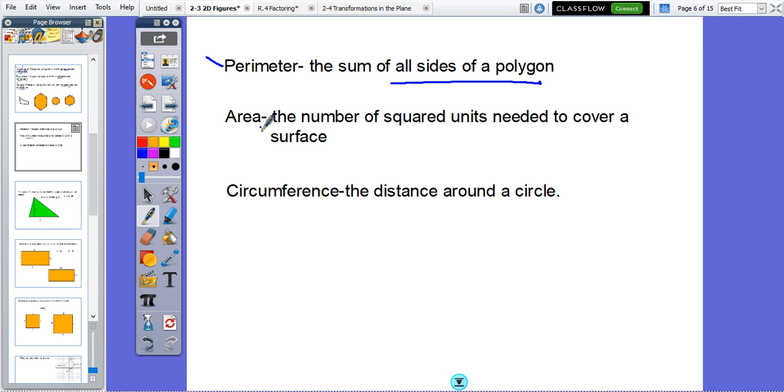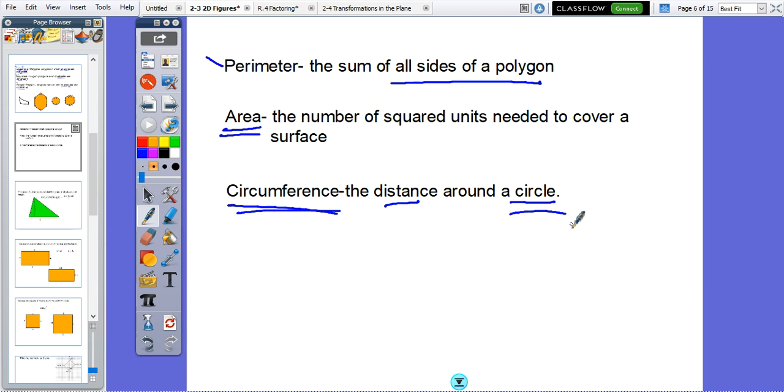Now, for area, there's a specific formula for each polygon. We're going to look at 3 areas, 2 unique ones and a third one that relates to them. And then we're going to talk about circumference. Circumference and perimeter are basically the same thing. Perimeter is the distance around a shape, but circumference is specifically the distance around a circle.